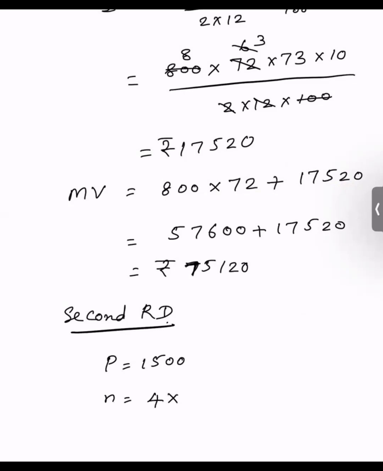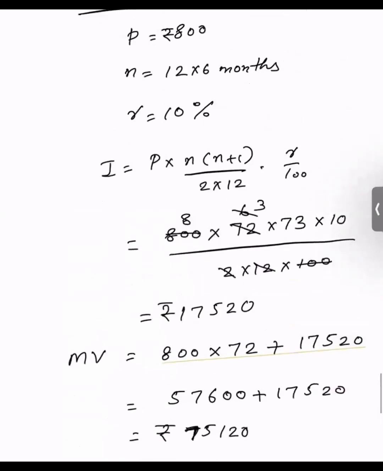Second RD, it is going to be 4 years, because the first RD was for 6 years, and after 2 years only, this person is going to start the second RD. So the second RD is for 4 years. So 4 into 12. And what is the rate of interest? Rate of interest is 10%.